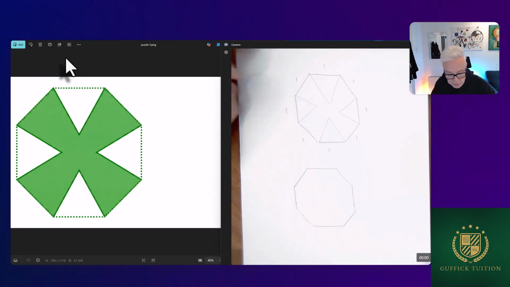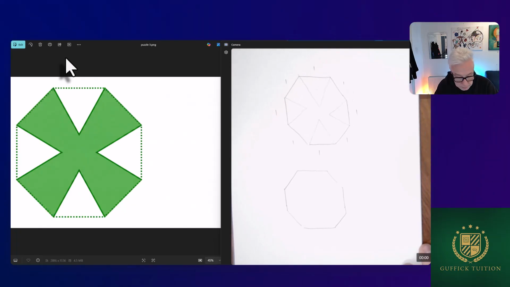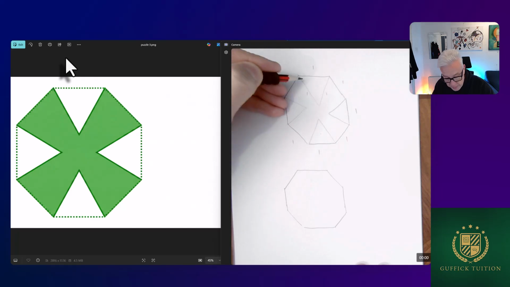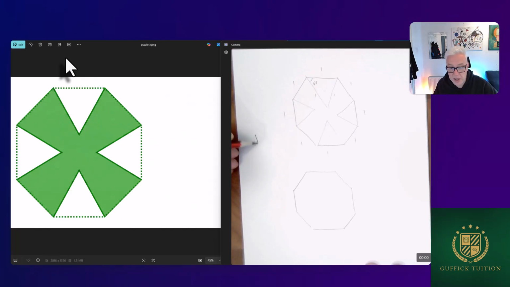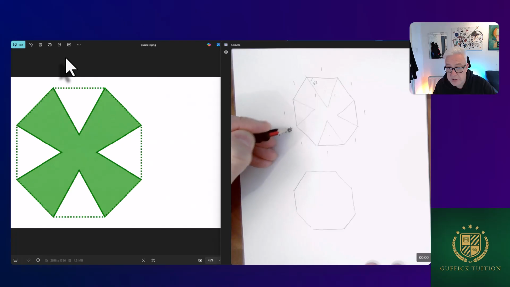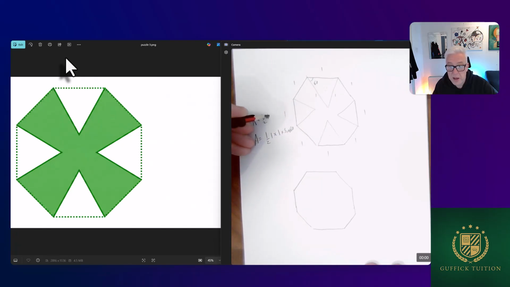So first of all, let's think about the equilateral triangles that have been cut out. They've all got a side of length 1 and they're all 60 degrees. So the area of one of these triangles is going to be a half AB sine C, so a half times 1 times 1 times sine 60.